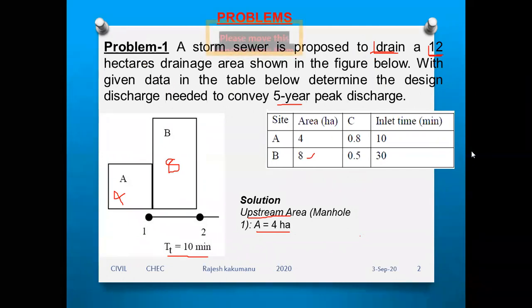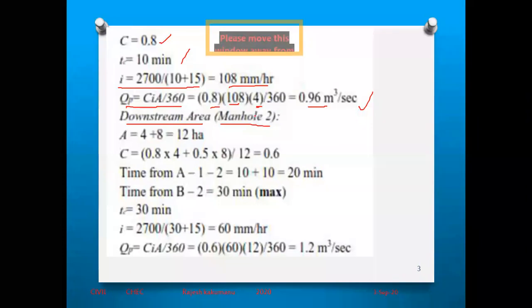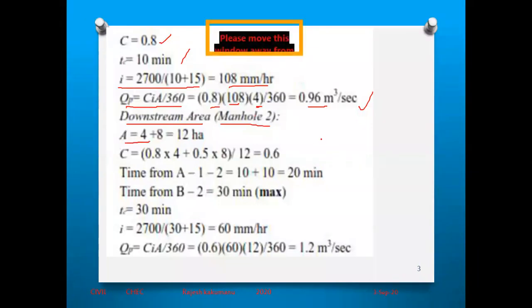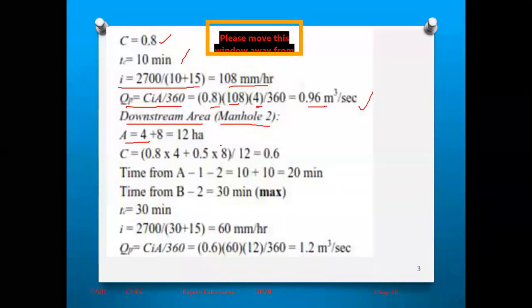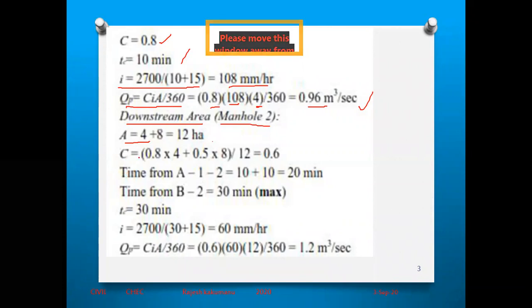Now see the downstream, that is B, downstream of manhole A. What is the downstream of manhole A? Totally you have to calculate. So here you are calculating A plus B. A plus B equals 8 plus 4, 12 hectares, right? Then what is C? C equals 0.8 into 4 plus 0.5 into 8. So what is this one?